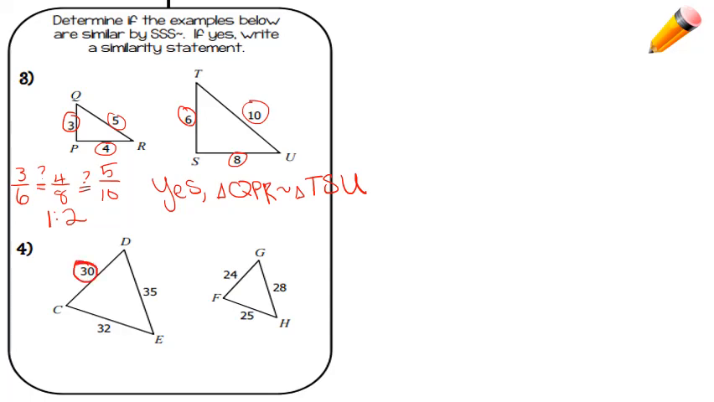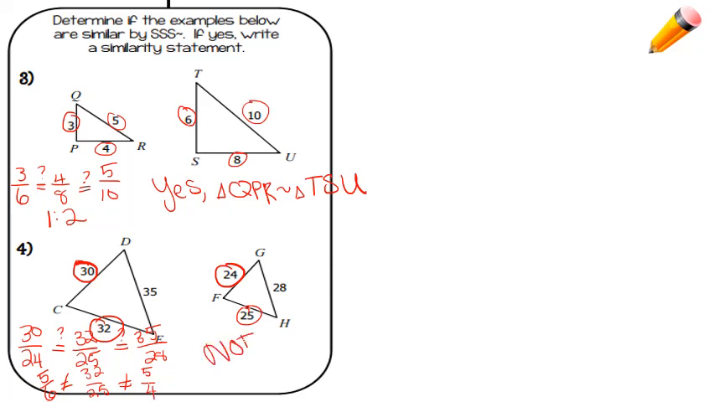Okay, so going down to number 4, we need to set up our three fractions, or our three ratios. I'm going to start with this side, 30 over 24. So 30 over 24, is that equal to 32 over 25? This side and this side correspond to each other. And is that also equal to 35 over 28? If we were to reduce these fractions, we would get 5 over 6, and then we cannot reduce 32 over 25, so this is not equal, and then if we reduce 35 over 28, we would get 5 over 4. So none of them are even the same ratio, so these triangles are not similar.